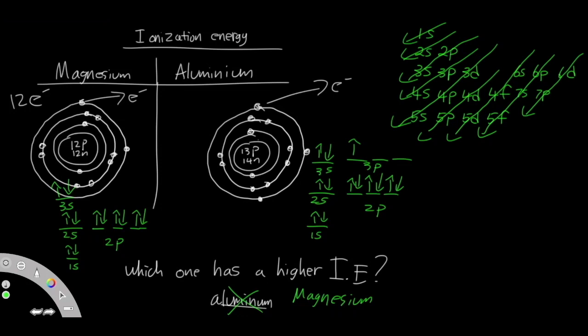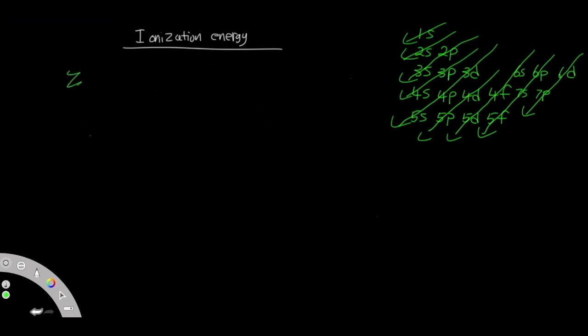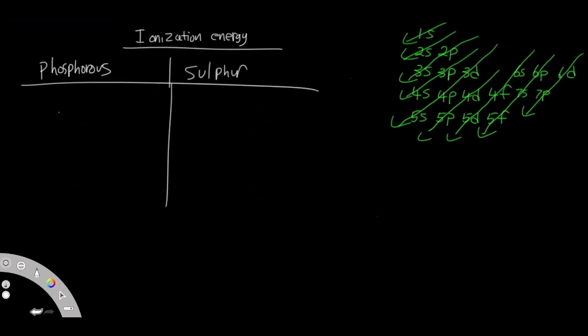All right, let's do another example with phosphorus. And then we'll do sulfur. I'm not going to draw out the Bohr diagram. Just know that we're just going to be doing the aufbau principle right now. So phosphorus, we have 15 protons, so it's going to have 15 electrons. Sulfur, 16. It's right beside it. So 16 protons, 16 electrons.